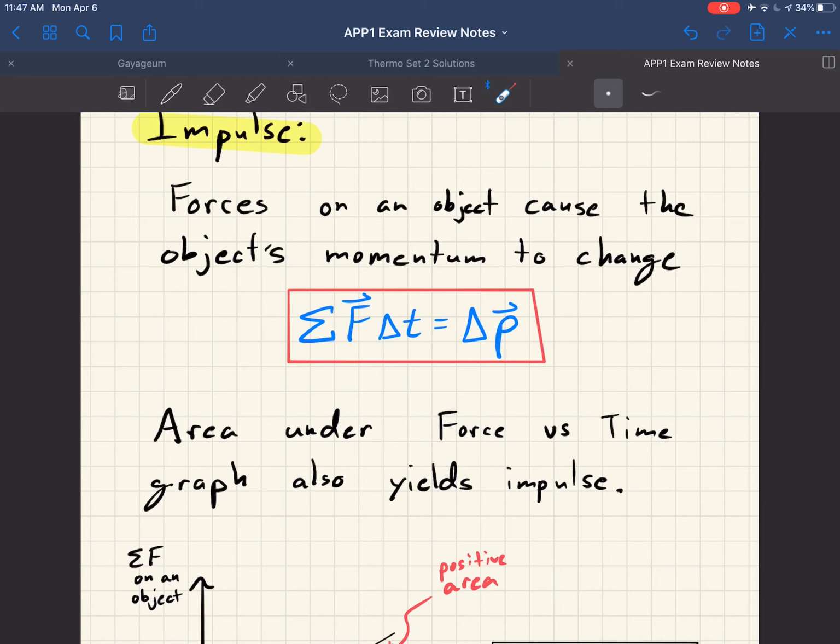Impulse. So recall that forces on objects cause the momentum of an object to change. So to calculate the total impulse on an object, you would take the total force acting on that object and multiply by the time over which it acts, and that would equal the change in momentum of the object. Notice this isn't the total momentum, this is the change. So this is the final momentum minus the initial momentum of that object. And those would be the initial and final momentum at the beginning and end of this time interval.